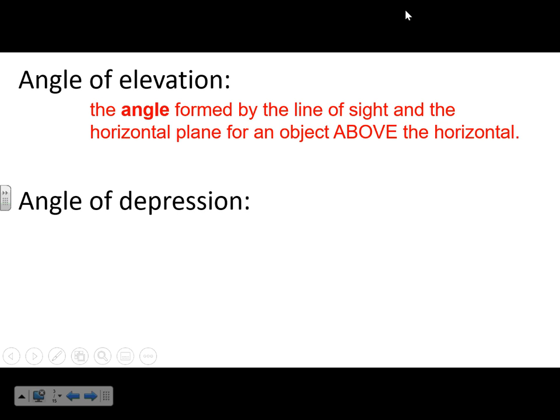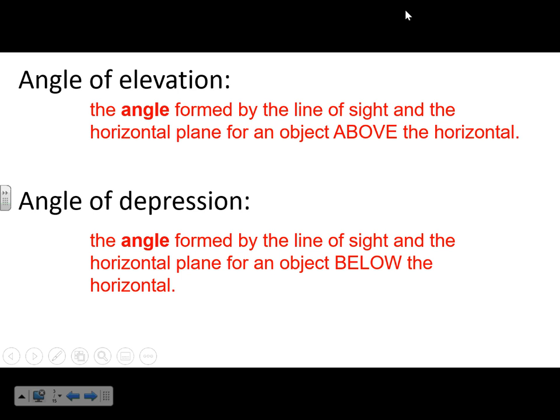of elevation. The angle of depression is the angle formed by the line of sight in the horizontal plane for an object below the horizontal. So the same example I used, except now you're in the plane and you're looking down at somebody. If you're looking straight, a straight horizontal line, and then you look down, that's the angle of depression.